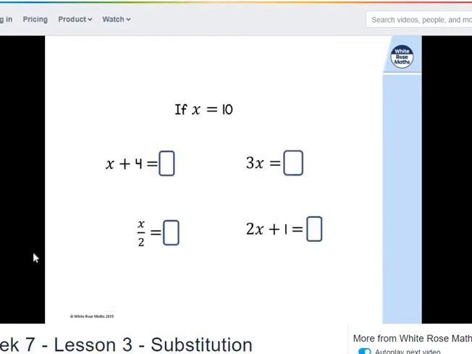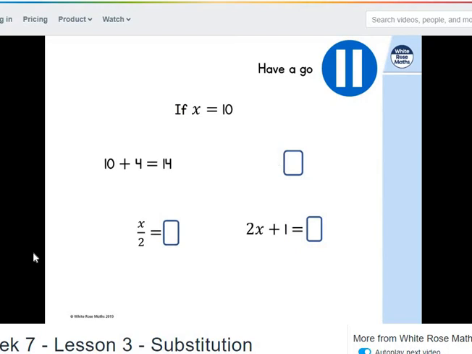Now then, instead of having circles and triangles, we're going to use a little symbol instead. So in this case, it's going to be the x. And x is equal to 10 in this case. So if x equals 10, what would the totals of these be? Pause the video, have a think for yourself first. Let's have a look at the first one, x plus 4. So if we substitute x for the value 10, our sentence is 10 plus 4, which is 14.